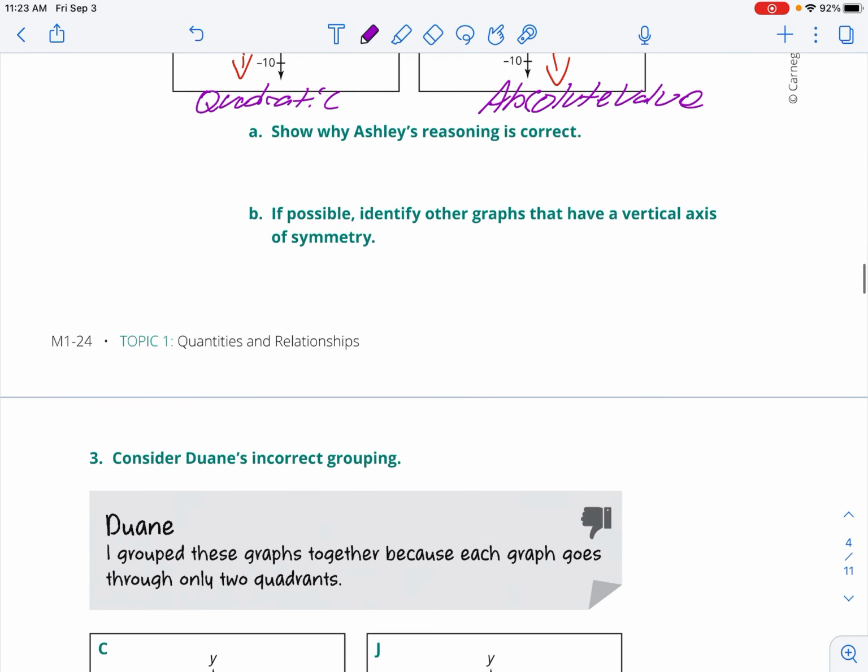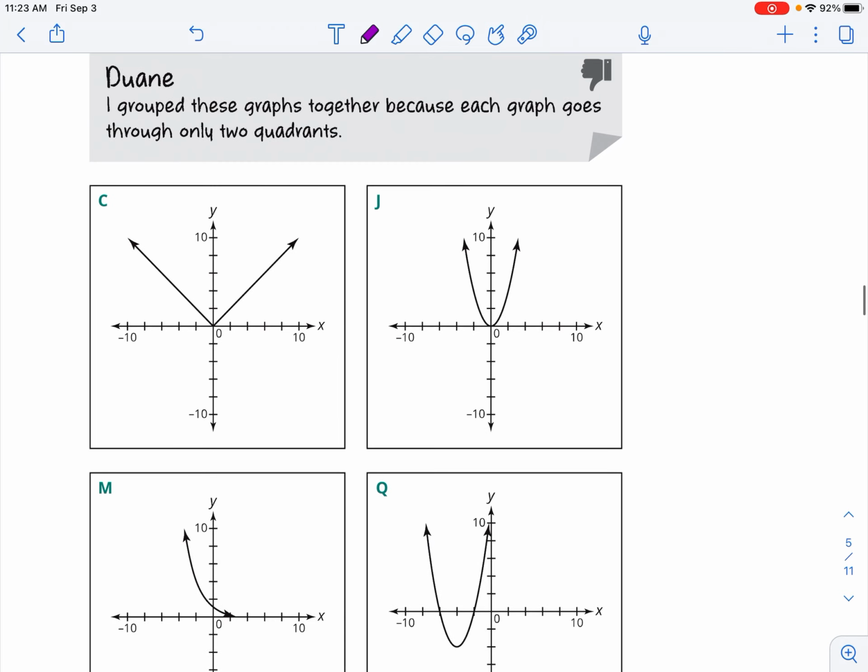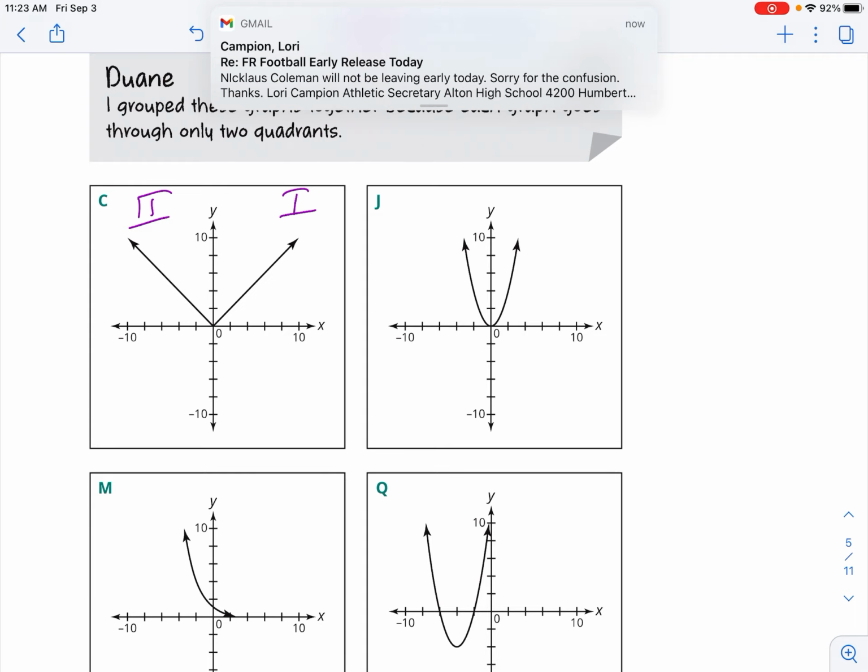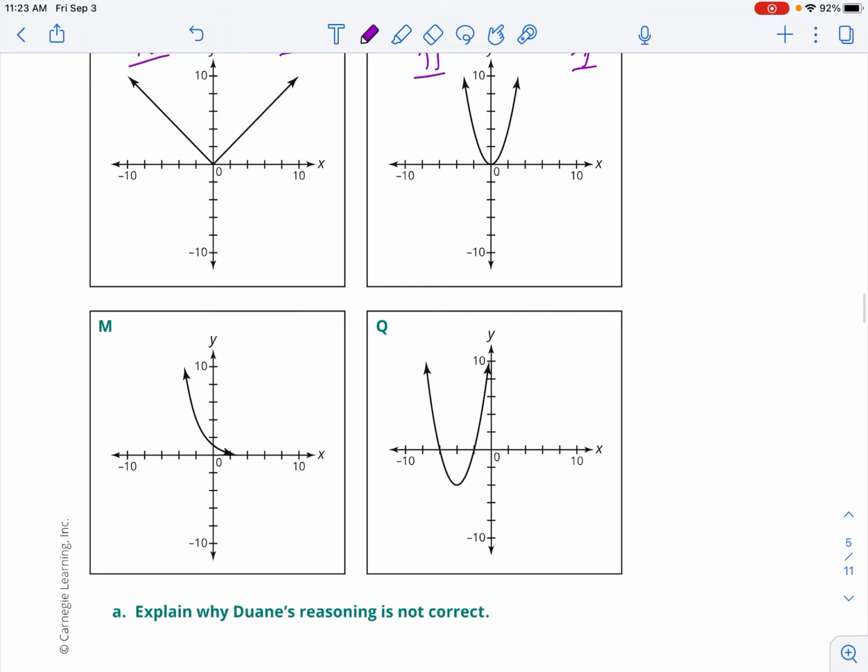Okay? All right. Dwayne here grouped these graphs together because he thinks it only goes through 2 quadrants. So let's go through and see if that is true. Letter C, quadrant 1, quadrant 2, sounds good. Quadrant 1, quadrant 2, sounds good. Letter M, quadrant 1, quadrant 2, so far sounds good. Now on letter M here, this graph, it looks like it's going to continue on down, but it is not. Okay, it is eventually going to kind of flatten out and hover right above the x-axis without ever crossing it.